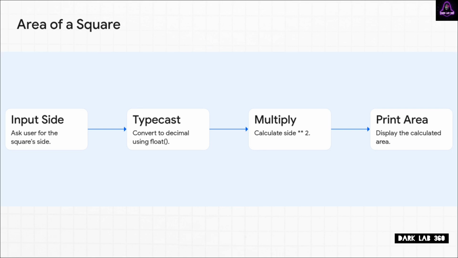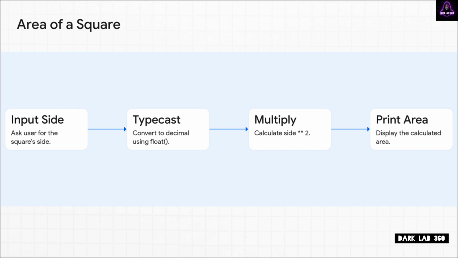All right, here is our perfect 4-step logical flow. First up, we use the input function to prompt the user, asking them to enter the square's side. Step 2, knowing that input always gives us a string, we wrap that entire input statement in a float function. We use float instead of integer just in case the student enters a decimal, like 4.5.